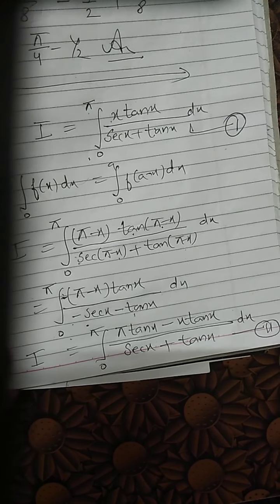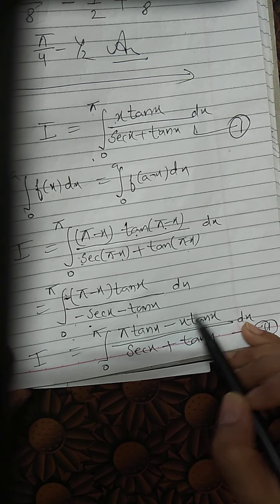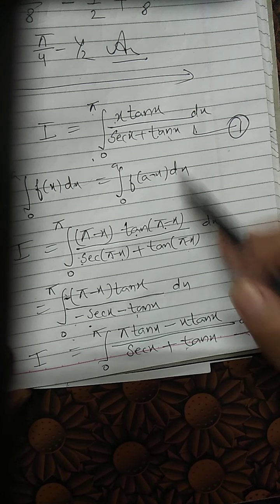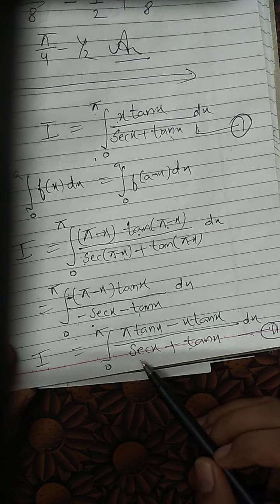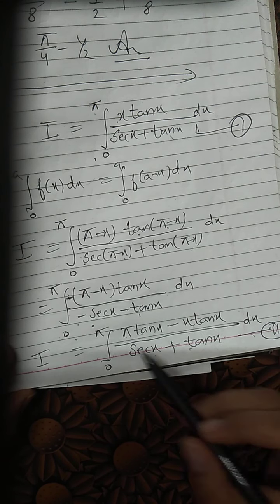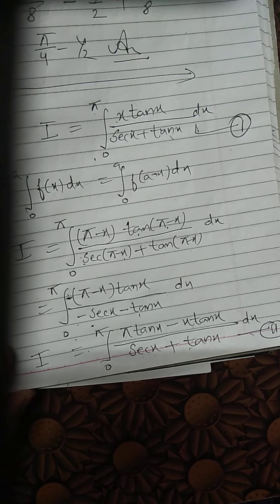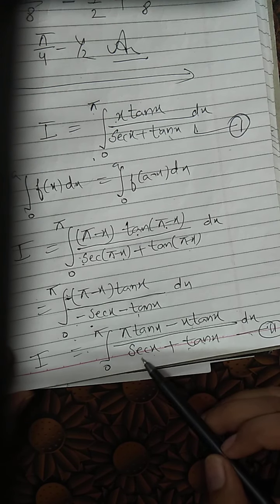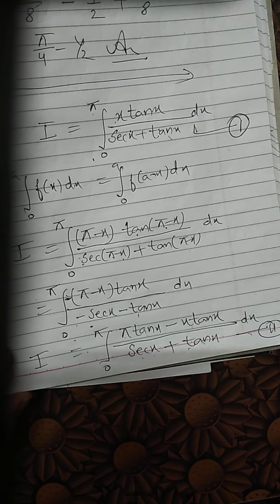If I mark this integral as 2, now x tan x minus x tan x, denominators are same, so we will add 1 and 2, then x tan x and x tan x will get cancelled. We will be left with pi tan x upon secant x plus tan x. Pi is constant, we can bring it outside, and then we can apply our integration, meaning tan x we can write down as sine by cos, 1 by cos. So after taking LCM, you will find the integral is becoming simple.